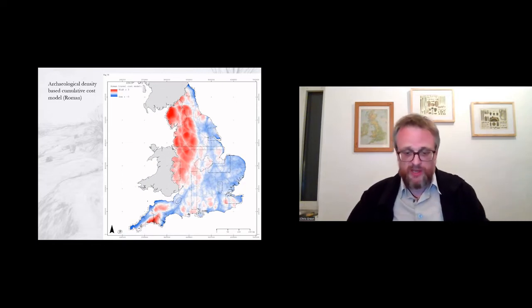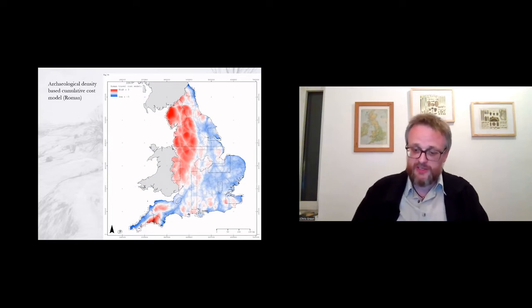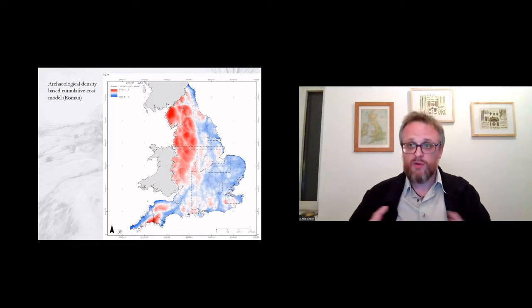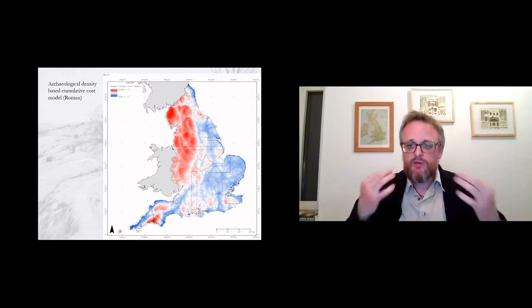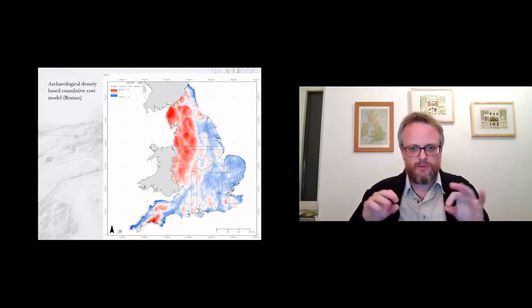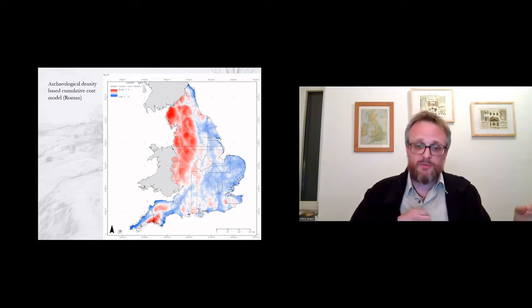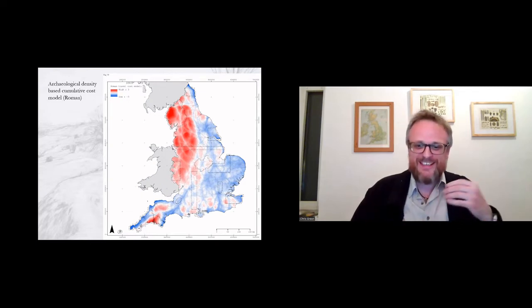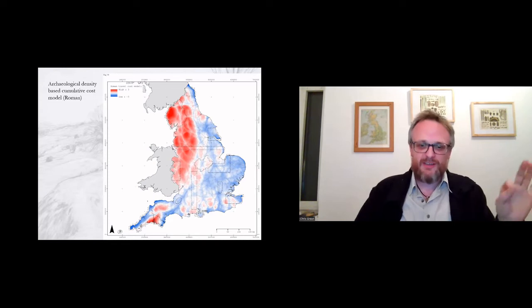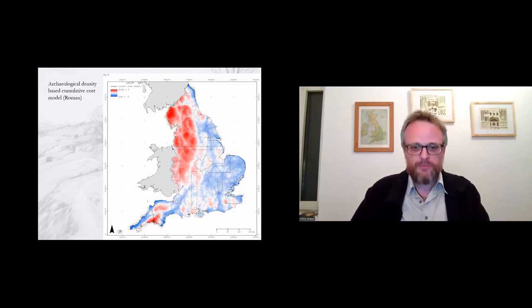Therefore, we next made similar cumulative cost surface models for each of our major time periods: the Bronze Age, the Iron Age, the Roman, and the early medieval, using the density of archaeological data for each time period within our 1 by 1 kilometre grid squares for the cost allocation. I'm not going to show the Bronze Age model today, as you're the Roman Roads Research Association, but you can find it in the monograph if you're interested.